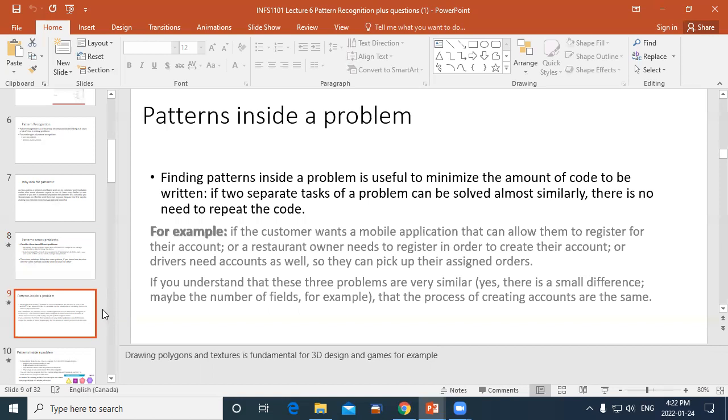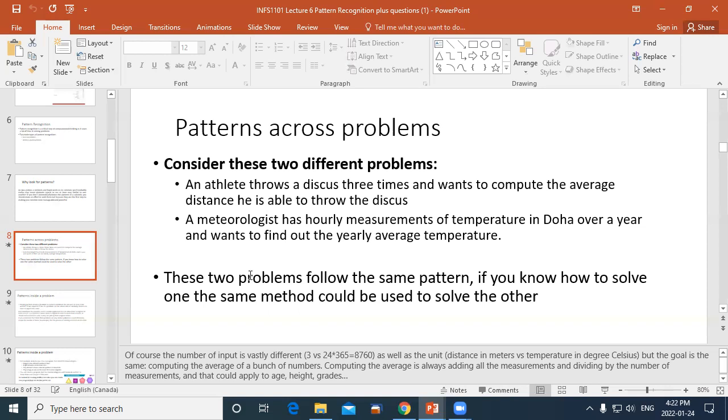Drawing polygons could be, no, I should have a diagram for that. Yeah, let's look at that. Oh, I didn't use the second one, right?